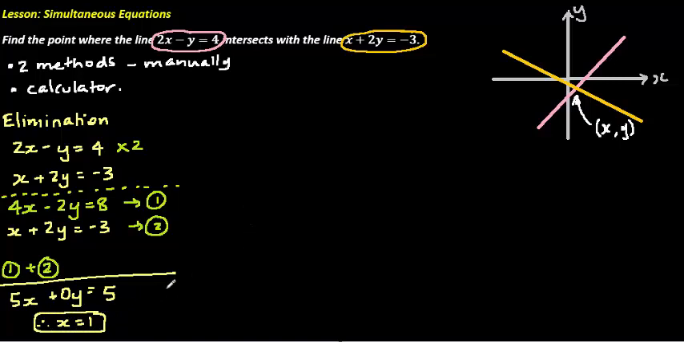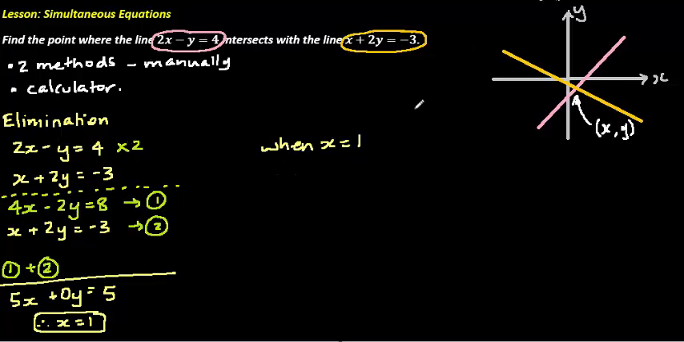Now, the thing with simultaneous equations is this isn't all done yet, because I've got two unknowns, so I need to find two different numbers. I need to find an x and a y. So now when x equals 1, I'll use one of these equations to work out what y is. And it doesn't matter which one I use. So I'm going to use the first one.